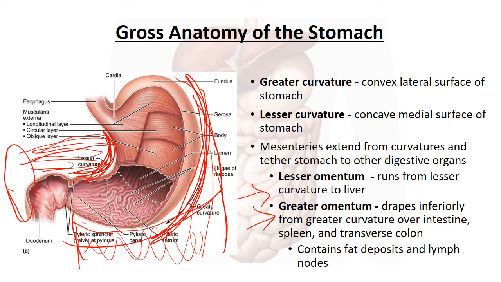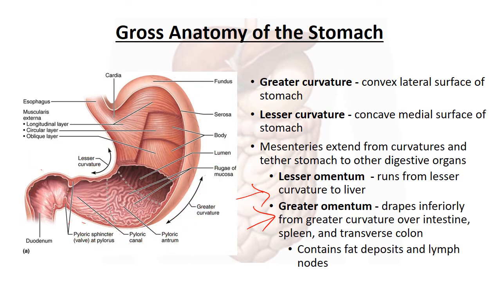Now something else I wanted to point out in this picture. We've talked about the muscularis externa. In the muscularis externa, you've got longitudinal and circular layers. Well, there's a little bit of an adaptation here in the stomach. Right here, we're talking about the muscularis externa. You've got your typical longitudinal layer.